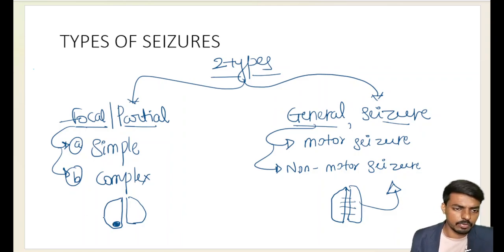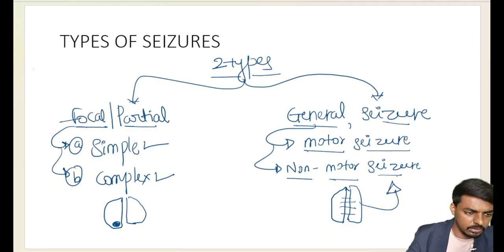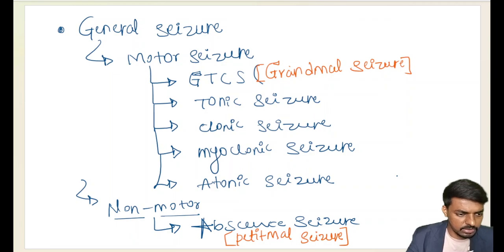Okay, the very important point you have to understand: in focal or partial seizure, we again have simple partial seizure and complex partial seizure. In general seizure, we have motor seizure and non-motor seizure, meaning seizure with motor manifestation and seizure without motor manifestation. We will discuss in detail in the next slides.